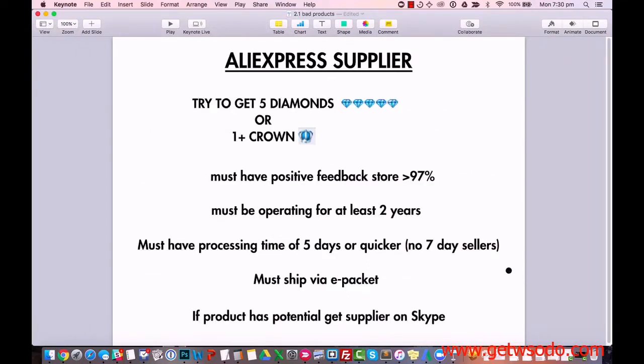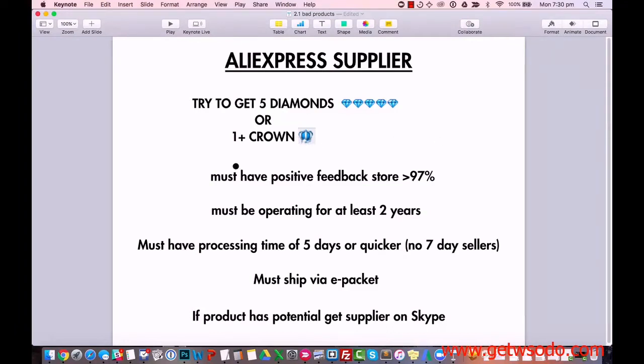So there are a few things I look out for when I'm selecting my suppliers to test products with. The first thing is that I'll always try to go with suppliers that have at least 5 diamonds or at least 1 crown, right? So 2 or 3 crowns, 4 crowns, that's great.